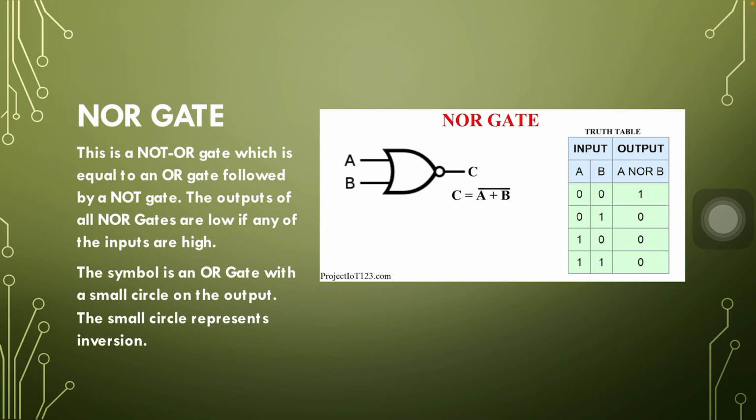NOR gate. This is a NOT OR gate, which is equal to an OR gate followed by a NOT gate. The output of a NOR gate is low if any of the inputs are high. The symbol is an OR gate with a small circle on the output. The small circle represents inversion. Just like the previous one, the small circle also represents inversion in the NOR gate. We have here input A and input B and the outcome. And for the truth table, it also has the data.